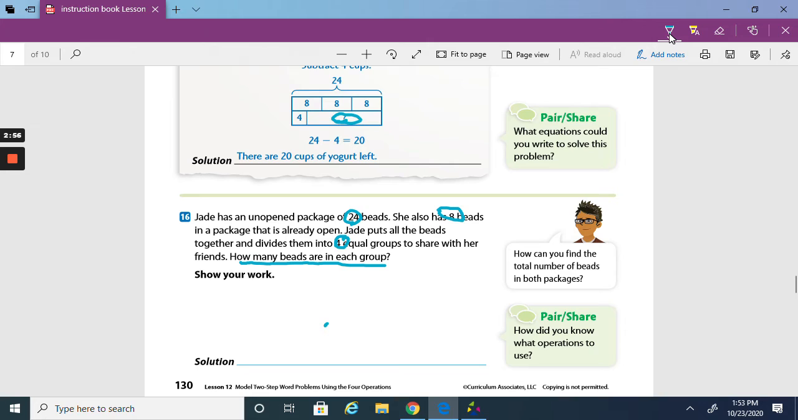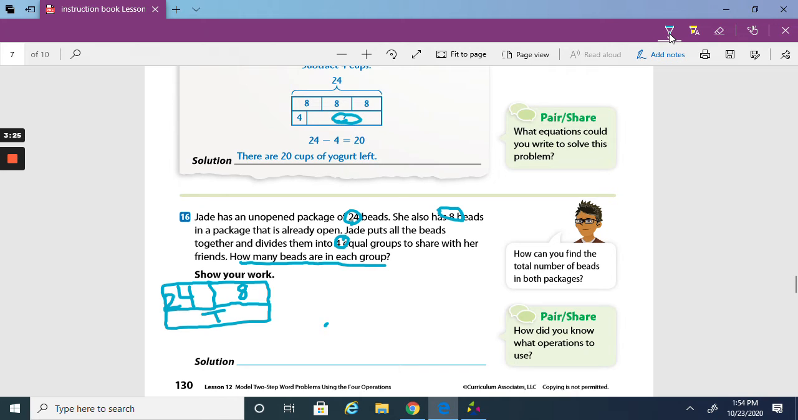All right, now that you've taken some time to look at that, let's look at what we know. We know that Jade has an unopened package of 24 beads, and we know that she is going to put with that 8 beads that are in a package that she's already opened. What I don't know is my total number of beads. So I'm going to put T as my total.